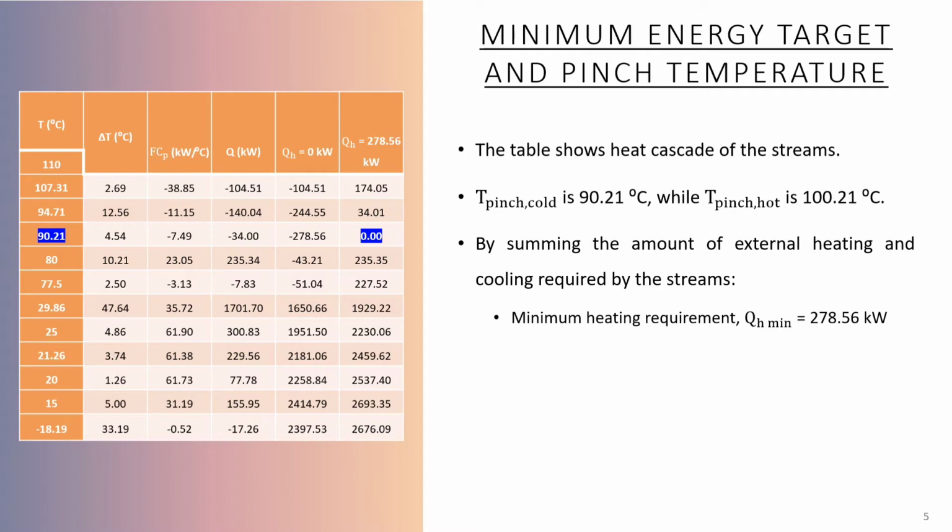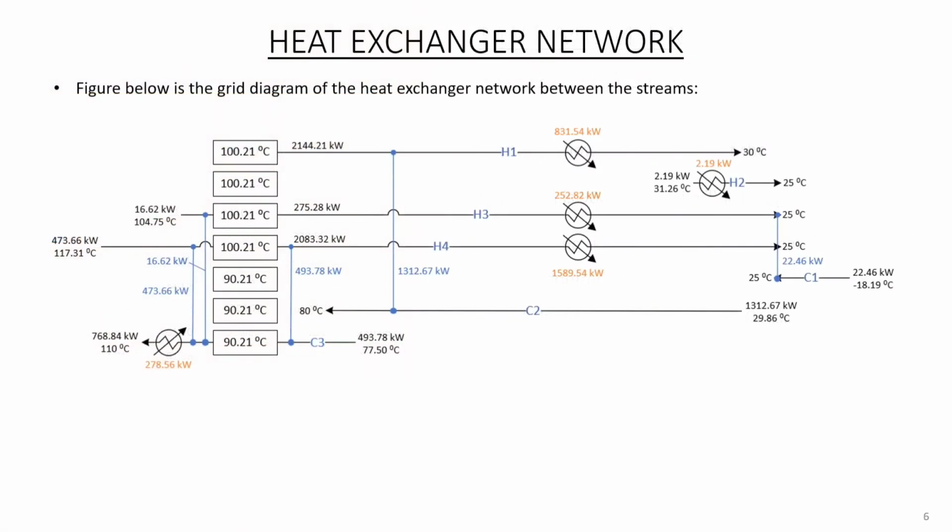On the last column of the table, it is shown at the top that the value of minimum heating requirement is 278.56 kilowatts, while at the bottom of the column, it is shown that the minimum cooling requirement is 2676.09 kilowatts. The figure presented is the grid diagram of the heat exchange network between the streams.